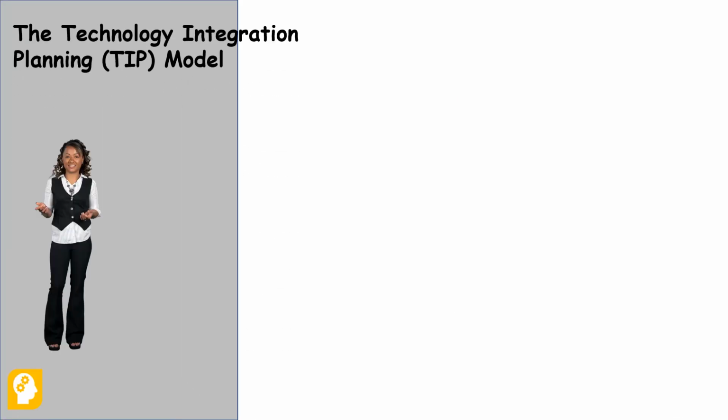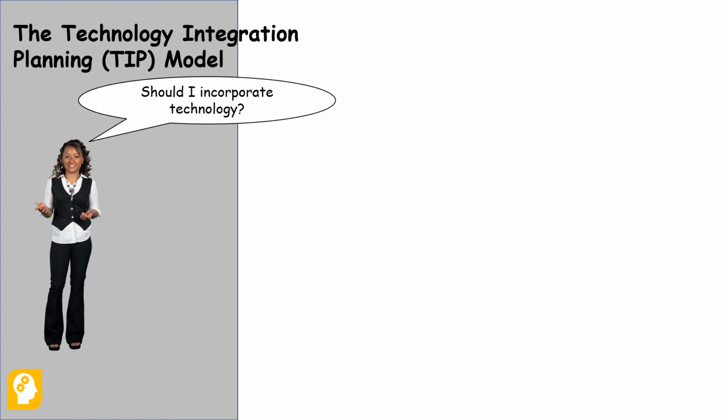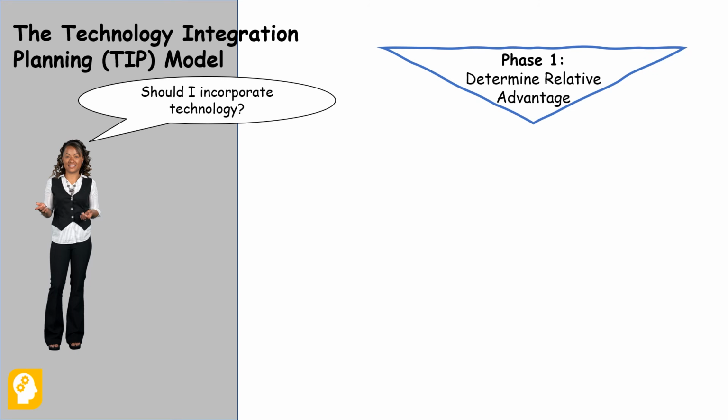The TIP model starts with the teacher asking, "Should I incorporate technology?" Here the teacher is trying to determine the advantage of adding technology by focusing on the problem she is trying to address and looking for evidence that technology-based solutions can improve her lessons. She also considers the impact on teaching and learning and the effort and expense to add the technology.